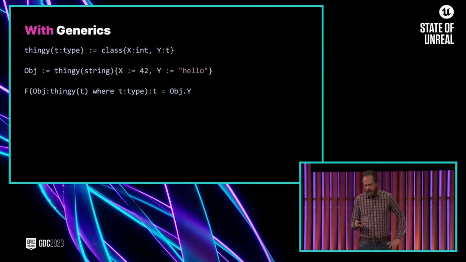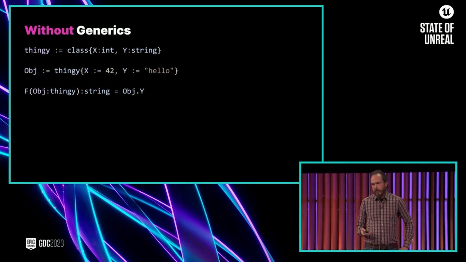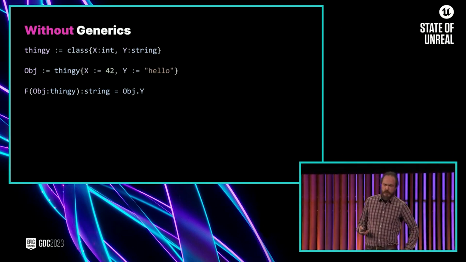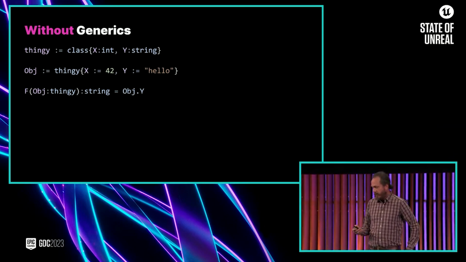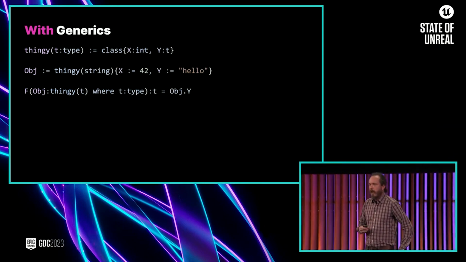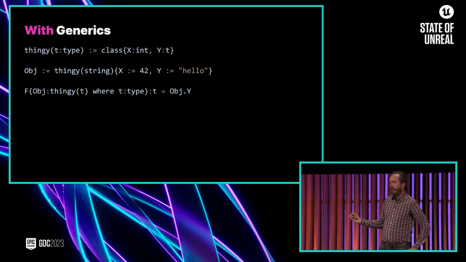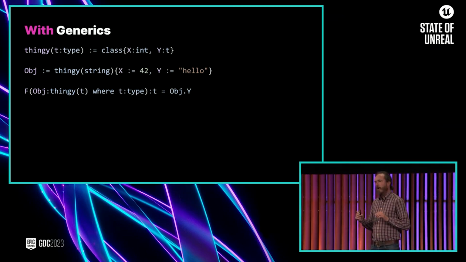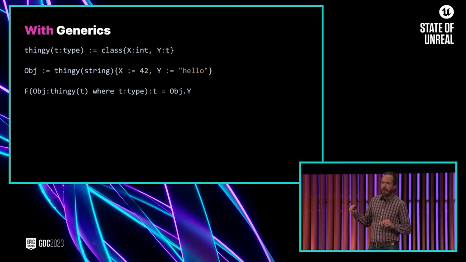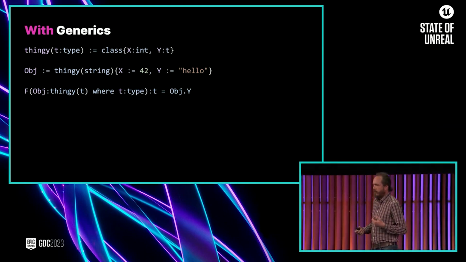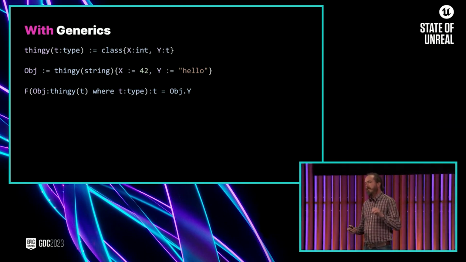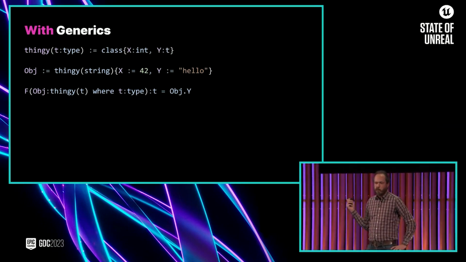And finally, on the last line, I've made the function generic. So in the original version, the function just simply took an object of type thingy. Here, it's taking an object of type thingy with a generic type. And because I'm using the where clause, the t is inferred. So if I call the function f with some object of type thingy for any type, you can just call this function, and type inference will infer that t is whatever type you were using.